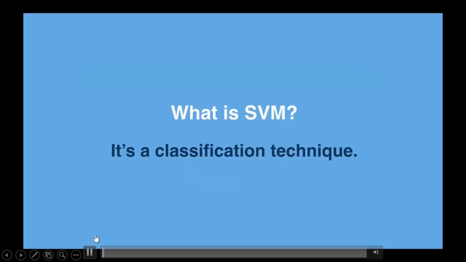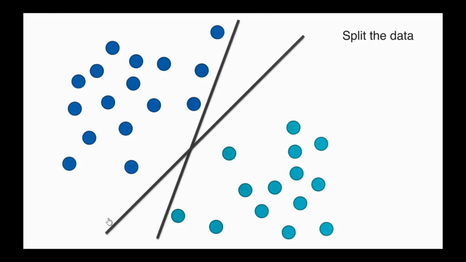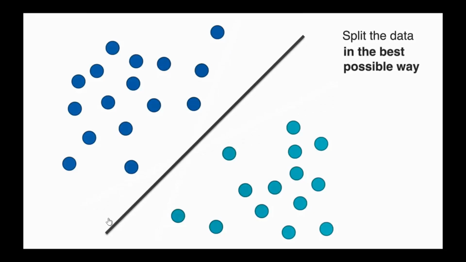So let's start with, what is a support vector machine? Well, it's a classification technique. So what does that mean? Let's say we had all these blue dots and all these teal dots, and I asked you to classify this data. Another way to say that is, if I had asked you to split the data, what would you do? You could split the data this way, or this way, or this way. All of those ways work. But what if I asked you to split the data in the best possible way? Then you would probably say that this line best splits that data.